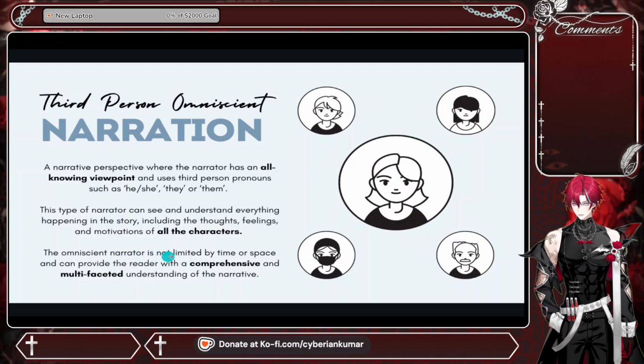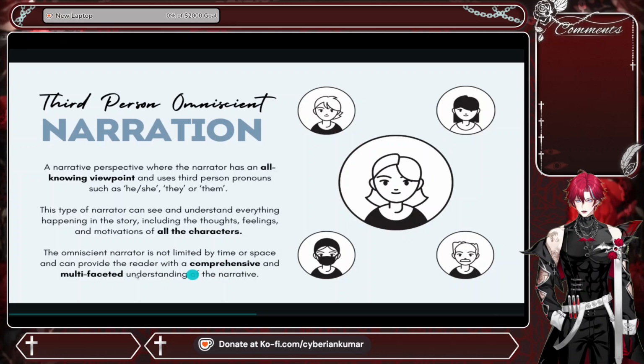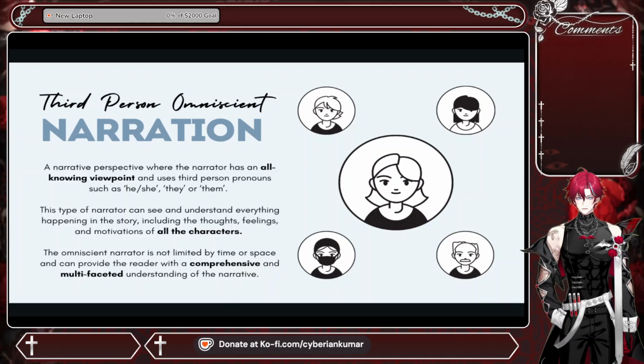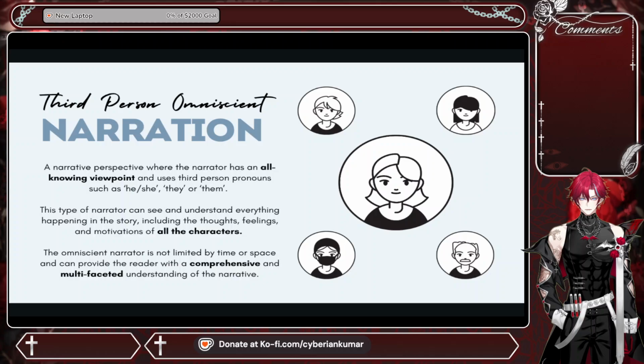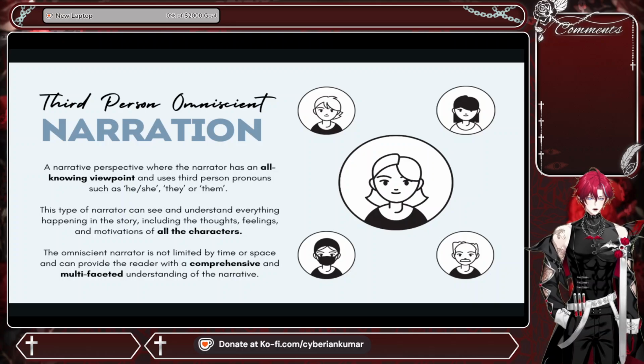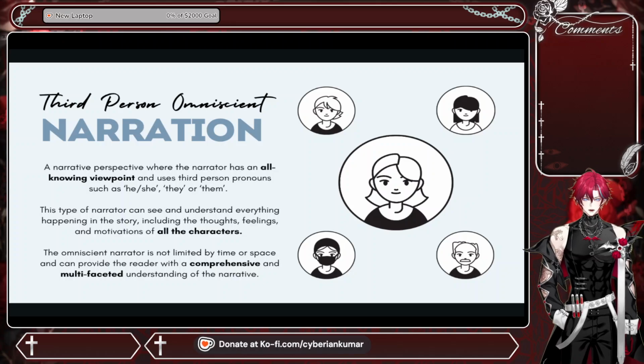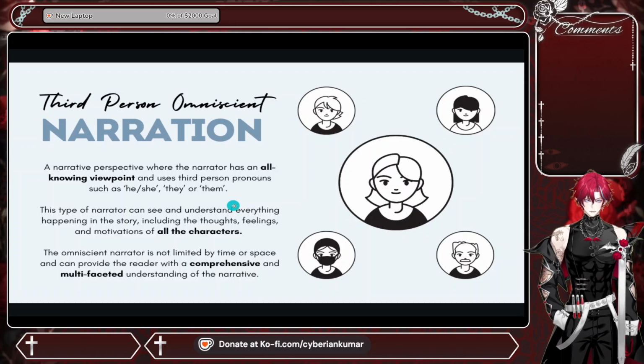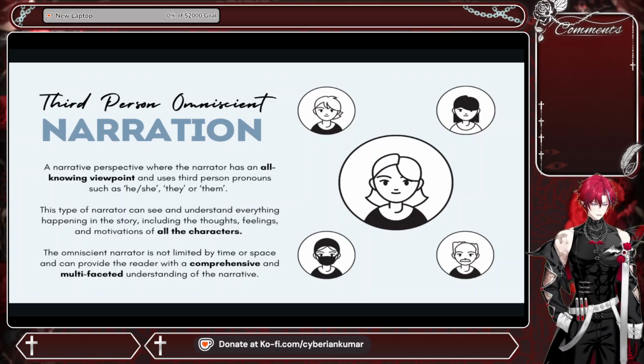The omniscient narrator is not limited by time or space, and can provide a reader with a comprehensive, multifaceted understanding of the narrative. With third person omniscient narration, you're not limited to any time or space, right? It is not like you cannot go back in time, or cannot go ahead in time, or switch places between them. So you can mix and merge the time frames in omniscient narration. That is one of the advantages of third person omniscient narration, right?